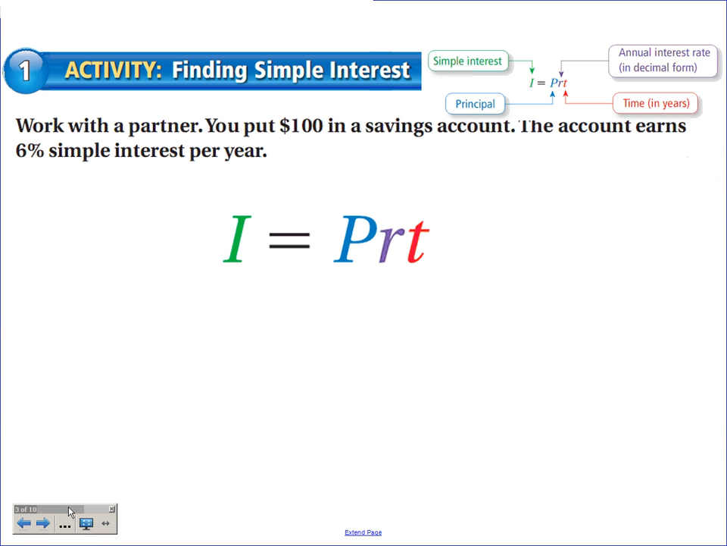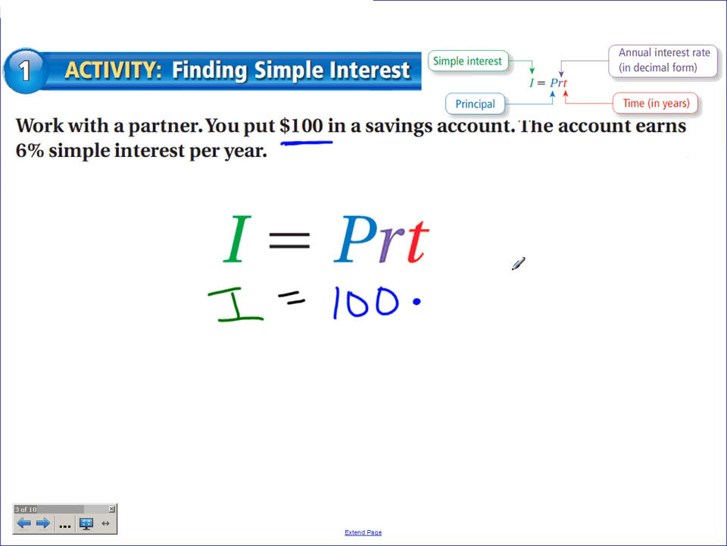We'll do our first example all together. It says you put $100 in a savings account. The account earns 6% simple interest per year. So we're going to use I equals PRT. I is our interest. That's what we need to find out. P is our principal, and we put $100 into that savings, so that is our principal.